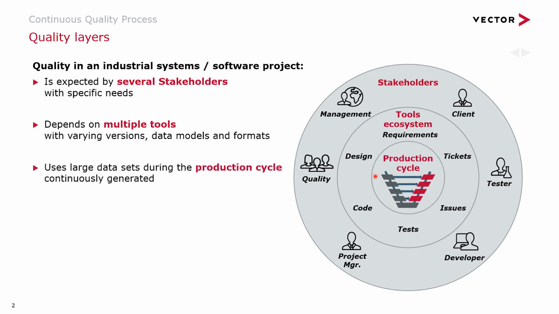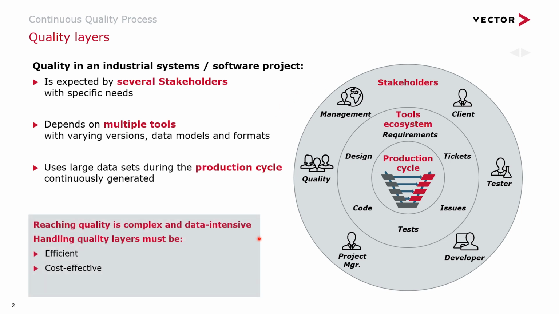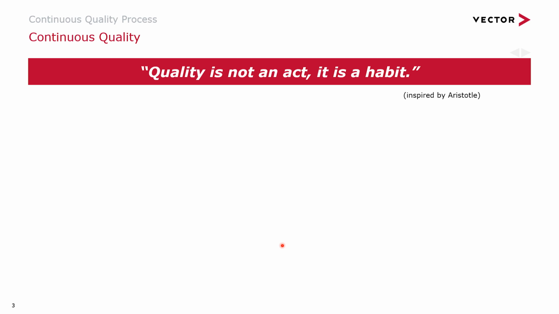And then, of course, the project is living along a cycle, and this production cycle has milestones, and for each one of the milestones you're going to have some expectations also in terms of quality. So all of this combined means that to reach quality you have to take all of this into account. So it's really a data intensive and complex operation here. So a solution to monitor the data has to be both efficient, because there's a lot of data to handle here, and cost effective.